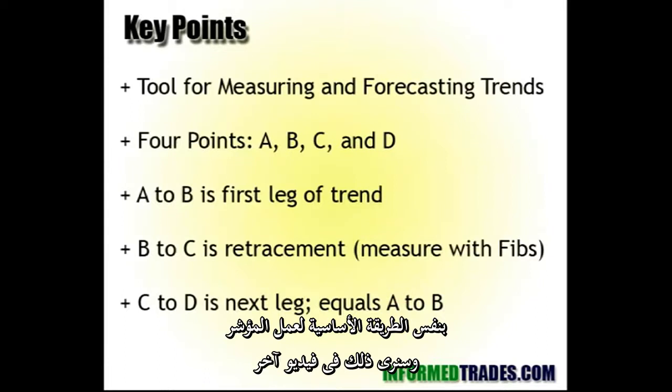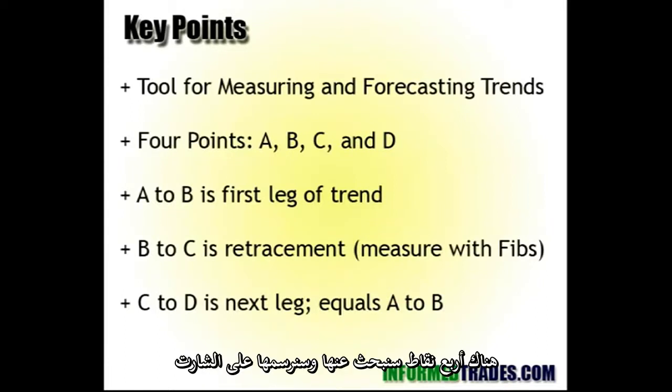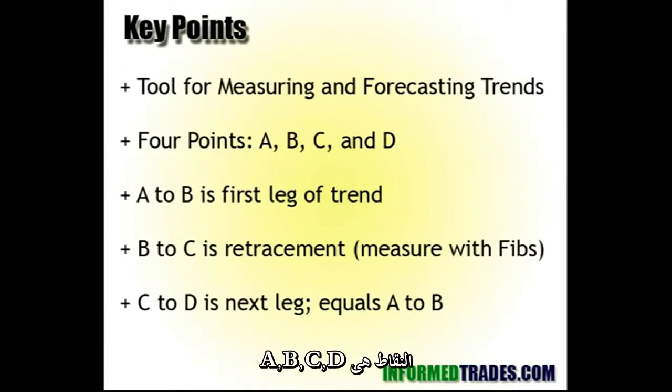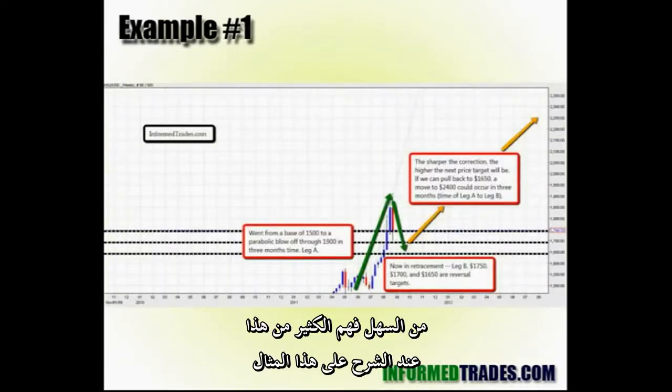Basically the way the indicator works, and we'll get into this later in the video, is there's 4 points you want to keep an eye out for, 4 points you want to draw on the chart, points A, B, C, and D. A to B is the first leg of the trend, B to C is the retracement, we measure the retracement using Fibonacci lines, and C to D is the next leg of the trend. The idea here is that the anticipated length of C to D is equal to the length of A to B. So C to D is really the main trade opportunity that you're looking for with the AB equals CD pattern.